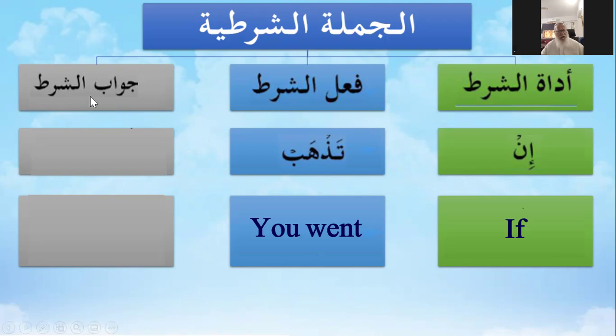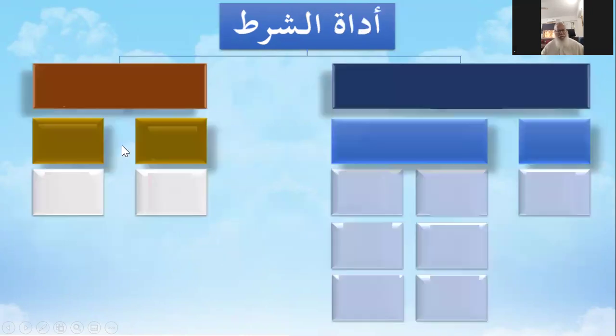Sometimes jawab shart is not there. Only ada and fi'l are there, and the jawab shart is presumed. It is mahzuf, just like azhab. So look, if you go, I will go. So this is the shart, this is the jawab shart. If no shart, no jawab shart. So adatul shart, what could be the words used as an adatul shart?